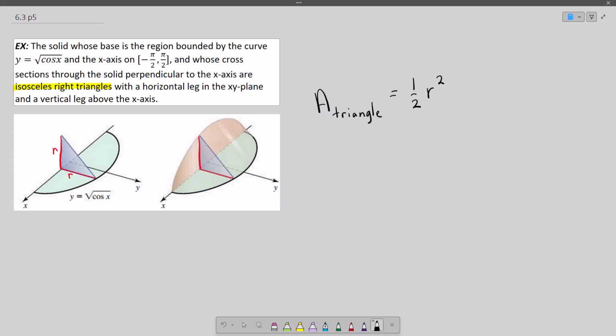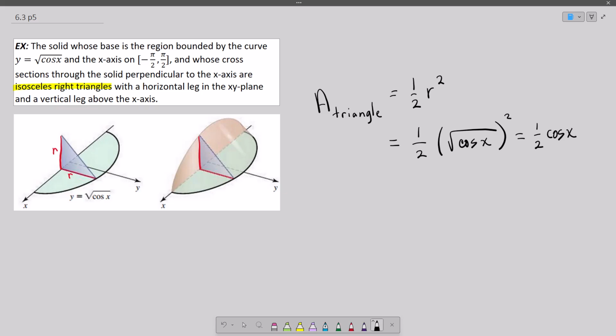Now we're told that this R down here, that's root cosine x. So that's what's going to go in for the R up here. So we're going to have 1/2, and then we're going to have root cosine of x squared. So we are going to have 1/2 cosine x. That is going to be the area of the triangle at x.